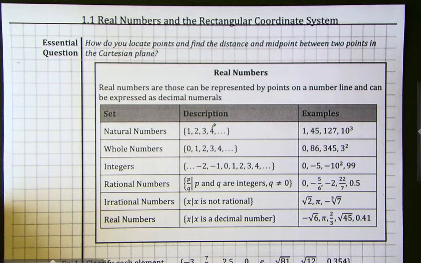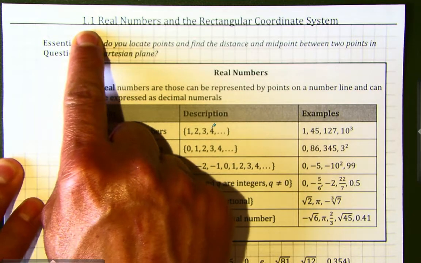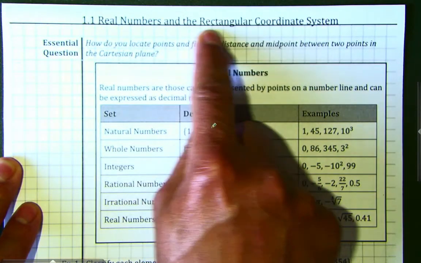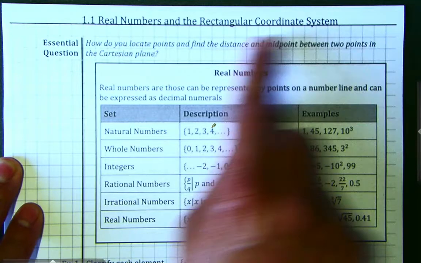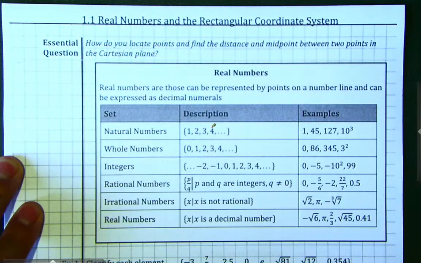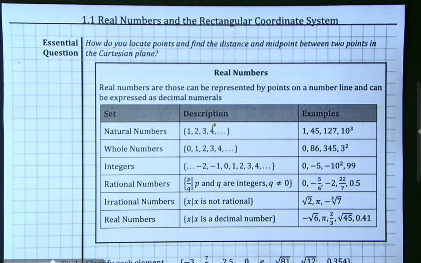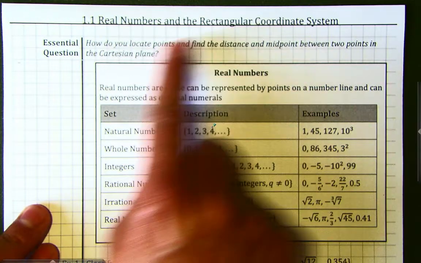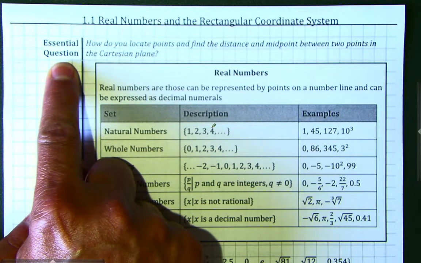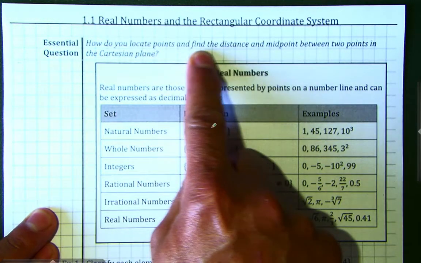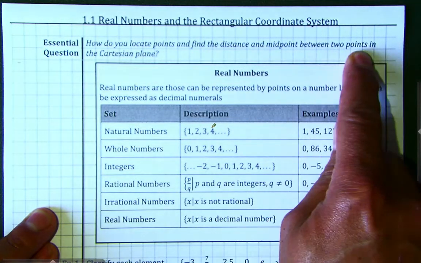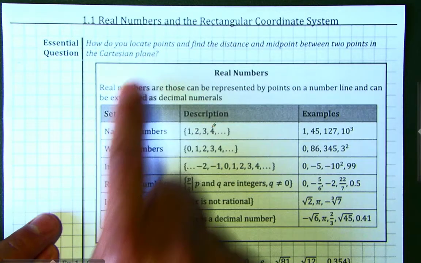Today we are going to cover section 1.1, real numbers in the rectangular coordinate system. We're going to cover two topics in section 1.1. Take the time to copy down your title and your essential question: how do you locate points and find the distance and midpoint between two points in the Cartesian plane?